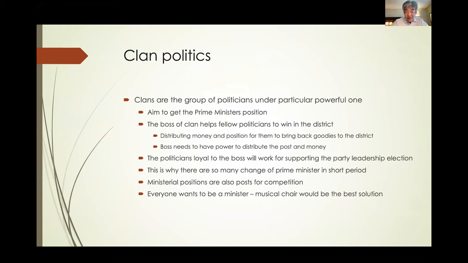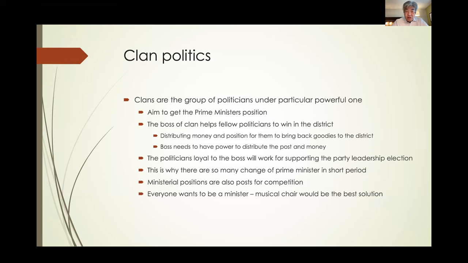And after his death, five different politicians are trying to succeed Abe's position, but none of them are able to win the race. So currently the Abe clan is held by this collective leadership.